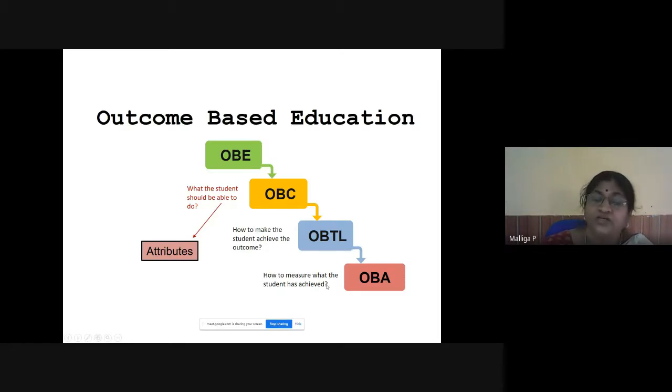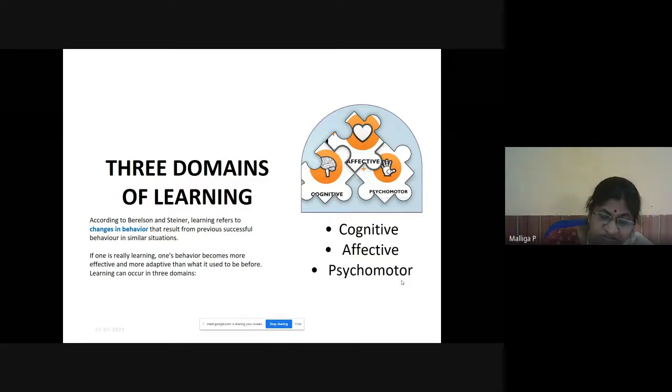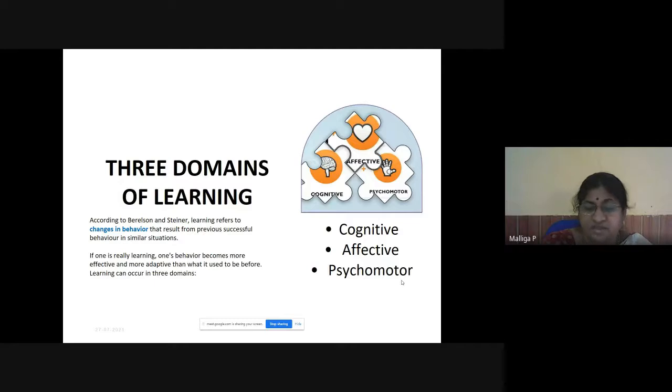Then how to make the students achieve the outcome, that is the outcome based teaching learning, and then how to measure what the student has achieved, that is outcome based assessment. Okay, so in this we have to basically understand the Bloom's taxonomy, because if you look into the outcome-based education, that is the accreditation or outcome-based education, it is based upon this Bloom's taxonomy.